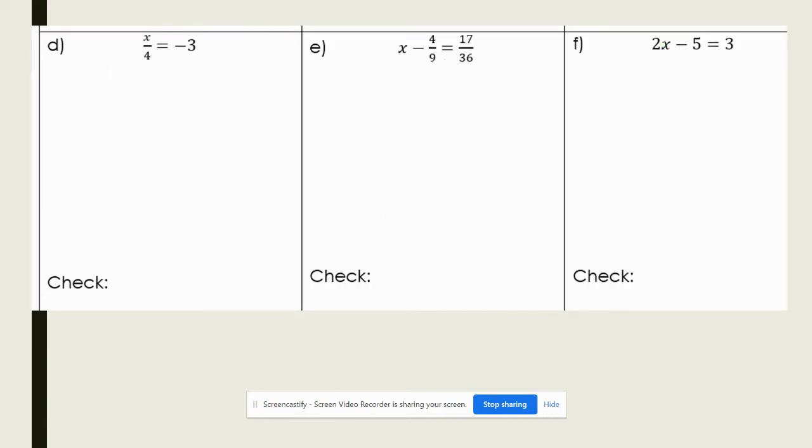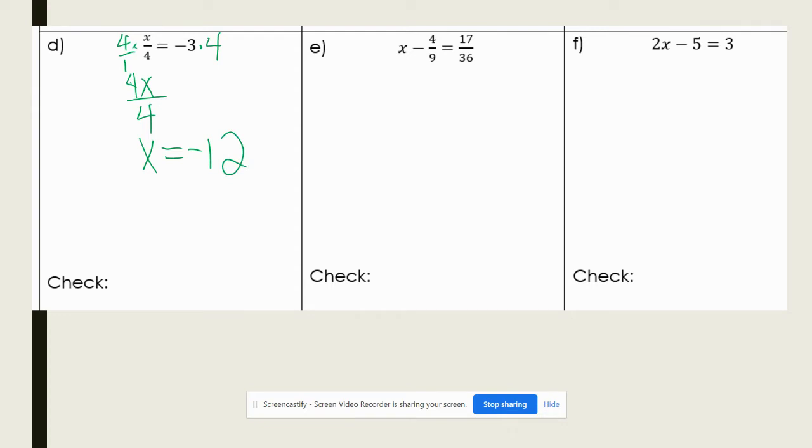Letter D. Some of us might get thrown off here by this x over 4. Right now, it kind of looks like a fraction, x fourths, but it's really not. This is actually a division problem. This is x divided by 4. So the opposite of dividing by 4 is multiplying both sides by 4, and it's actually 4 over 1. That makes this 4x over 4, and 4 over 4 reduces to 1. So we have 1x is equal to negative 3 times 4 is negative 12.